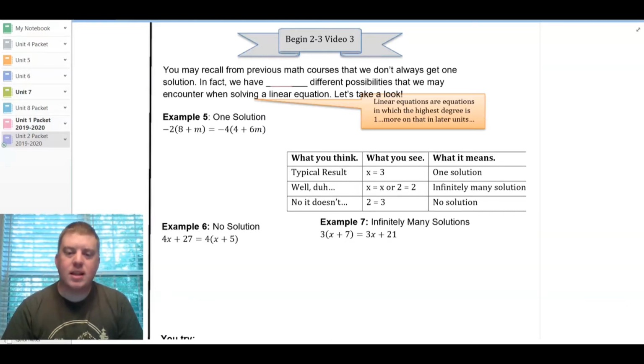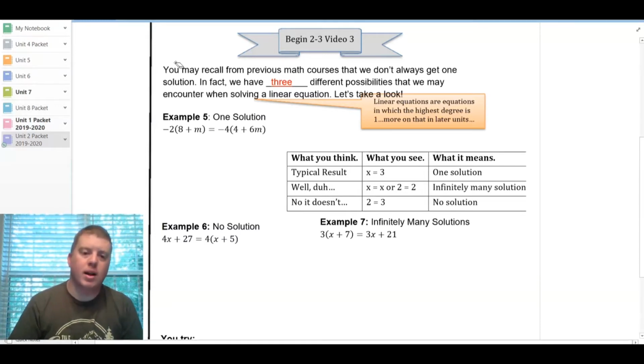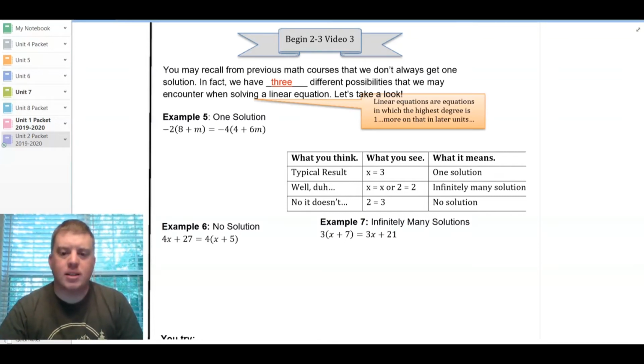Alright, now that we've said that, what this video is going to look at is the 3 different possibilities that we're going to encounter when solving a linear equation. And as you can see in the little thought reminder there, a linear equation is any equation where the highest degree is going to be 1. That's where your highest exponent value on any of the terms is going to be 1. So now that we've said that, let's look at the 3 different possibilities.